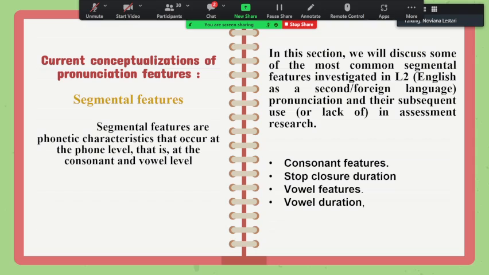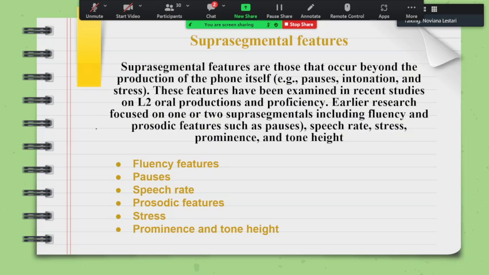Segmental features have been shown to partially contribute to the variance in proficiency ratings. The importance of the segmental is further reflected in research on automated speech assessment, which examines segmental features and deviations such as phone duration, vowel quality, syllable production, voice onset time or VOT, and stop closure duration. In this section, we will discuss some of the most common segmental features investigated in second language pronunciation and their subsequent use in assessment research.